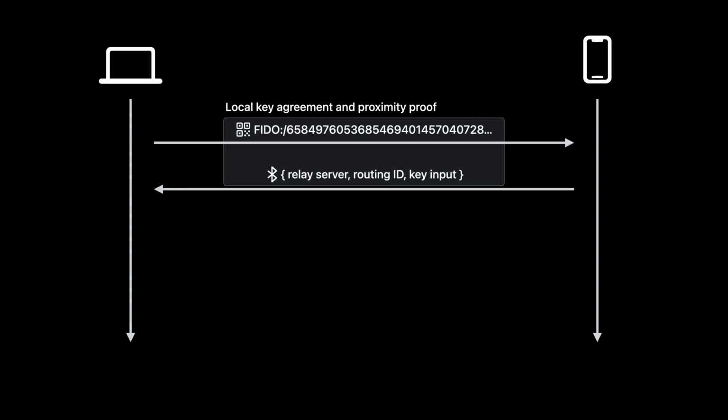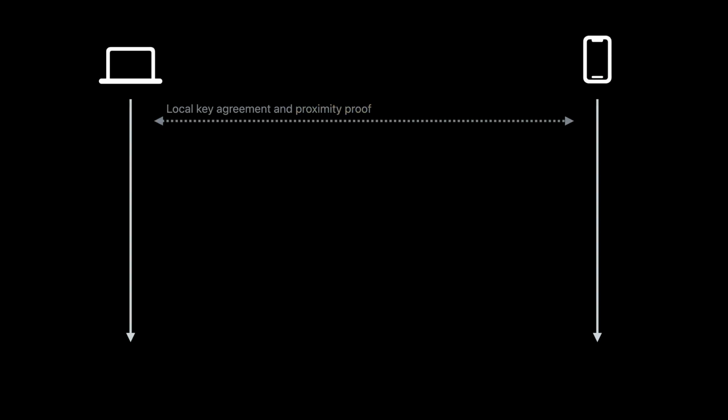This local exchange allows selecting a server and sharing routing information, but also serves two additional functions. It performs an out-of-band key agreement that the server can't see, so everything going over the network is end-to-end encrypted, and the server can't read anything. It also provides a strong claim that these two devices are in physical proximity. That means a QR code sent in an email or generated on a fake website won't work, because a remote attacker won't be able to receive the Bluetooth advertisement and complete the local exchange. So that's the local part.